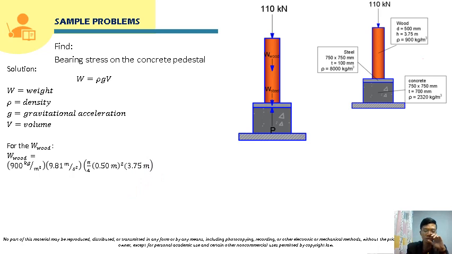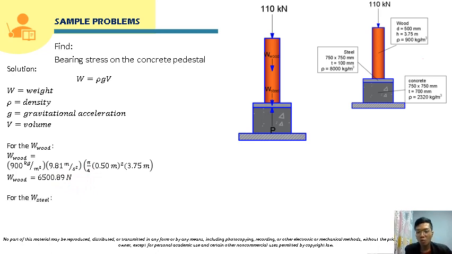Solving for the weight of the wood, that will be 6,500.89 newton. The unit here is newton, since this will be meter squared times meter, which is meter cube. Here the meter cube will be cancelled, and what will remain is kilogram meter per second squared. Take note that kilogram times meter per second squared is newton. So that will be the weight of the wood.